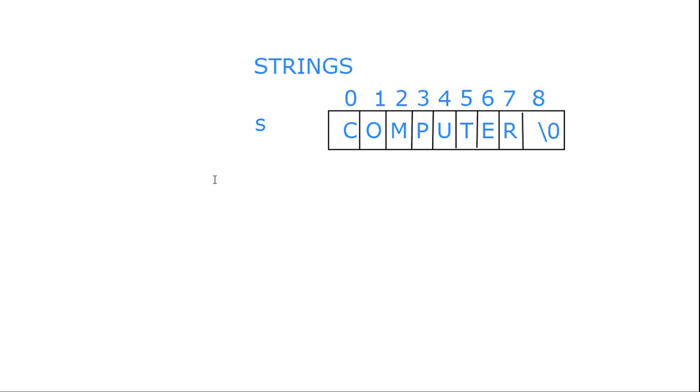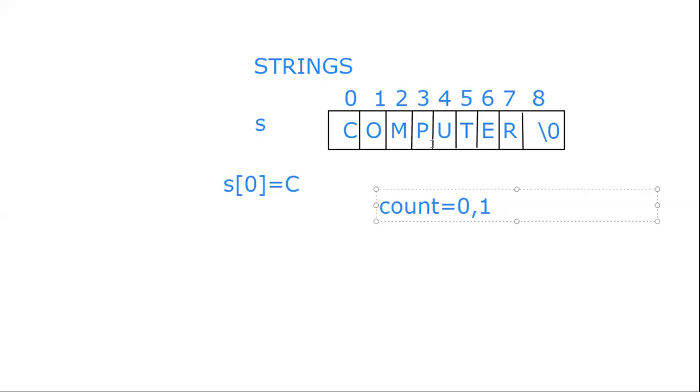So we will check for S of 0. S of 0 is nothing but equal to C, the first letter we are checking. Is it equal to null? It is not equal to null. It is some letter, some character. So we will have one count variable which is initially 0. Now if we check this first letter, it is not null, it is some letter, so we have to count it. So count gets incremented to 1.